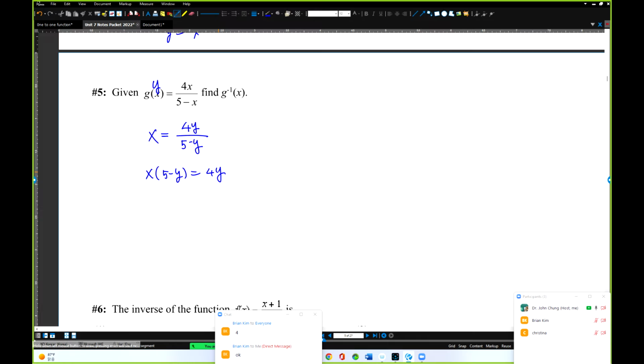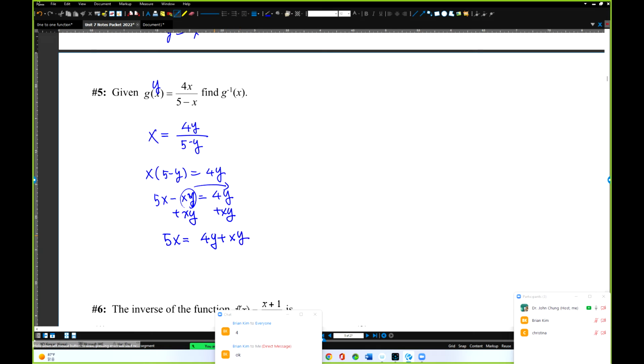Okay. Now we need to express y because we have y on the left and right. We need to combine this one. x times 5 is 5x. x times y is xy equals 4y. To combine this one, move it to the right. How? Plus xy, okay? And plus xy. Now you got this one. 5x equals 4y plus xy.